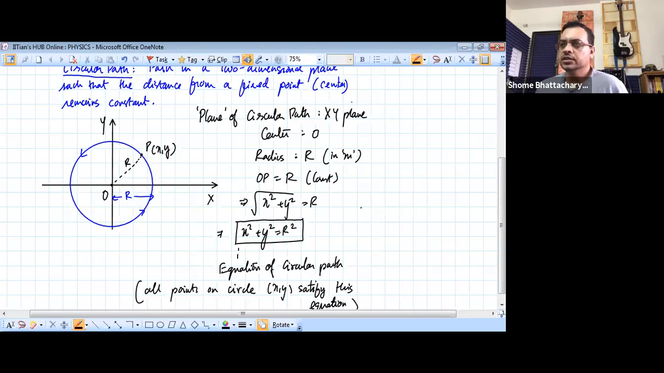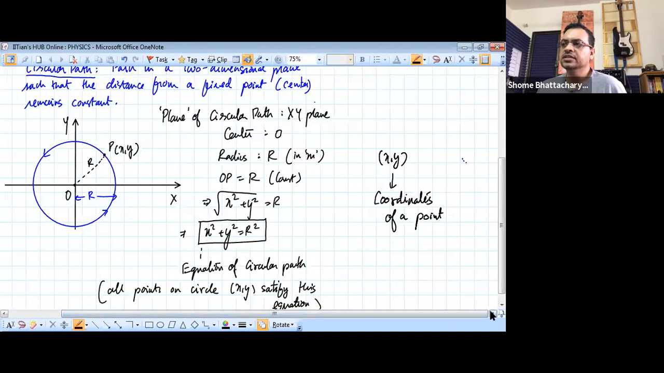X and Y are coordinates. X and Y are called coordinates of the point. So I'm sure you are aware of the concept of coordinates of a point. And you are also aware of the distance formula. Here we are making use of the distance formula.